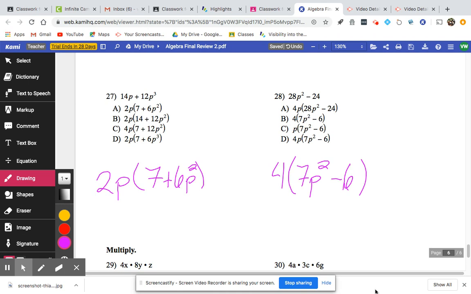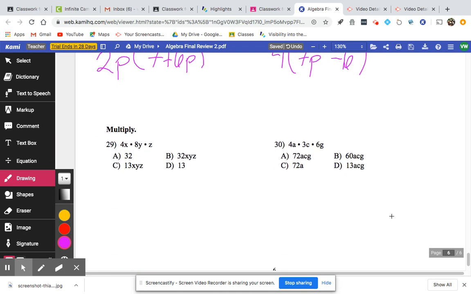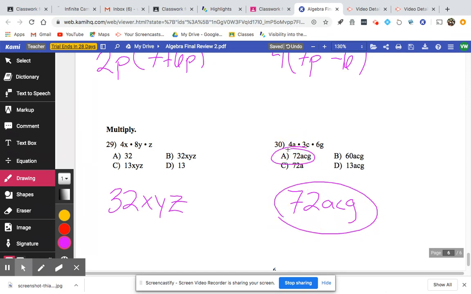Now, number 29 and number 30. That's just a matter of multiplying all the numbers together and then just listing the variables right behind. So I got 4 times 8 times 1, that's 32. And I just need to list x, y, z. I think on the most recent test, everybody, or most everybody, got those. Now you take 4 times 3 times 6. So 4 times 3 is 12. 12 times 6 is 72. And then I just list a, c, g. So that's letter A, and this one is letter B.